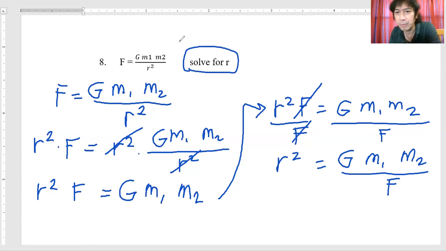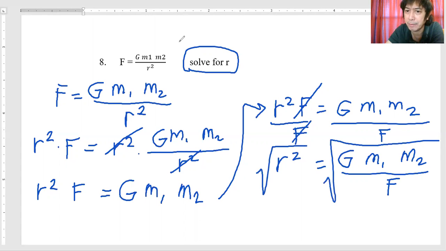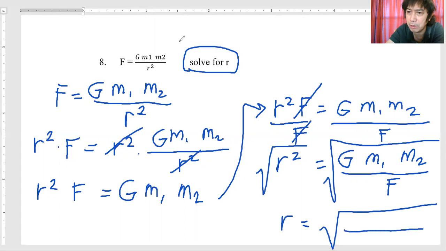Solve for r. But this is r squared. So we're going to apply square root, the square root of this and the square root of the right side. So the next line is r equal to the square root. You have the fraction inside, the product G mass 1 mass 2 over the force there. And that's it. That's equivalent to r. Okay, that goes to our number 8.